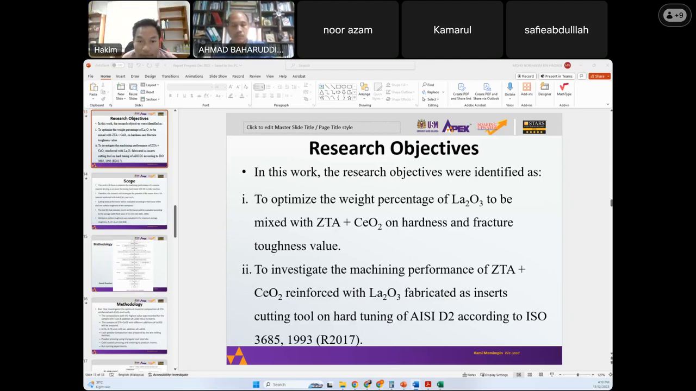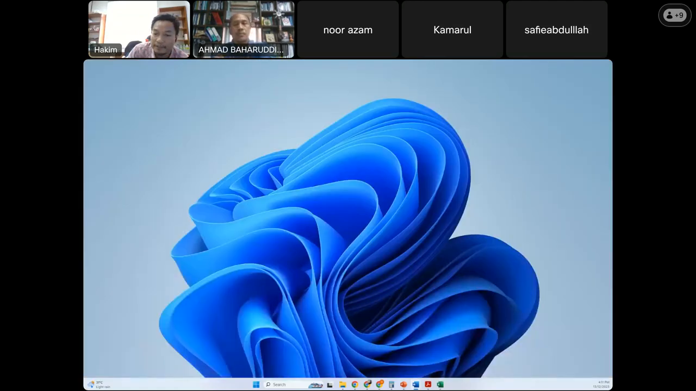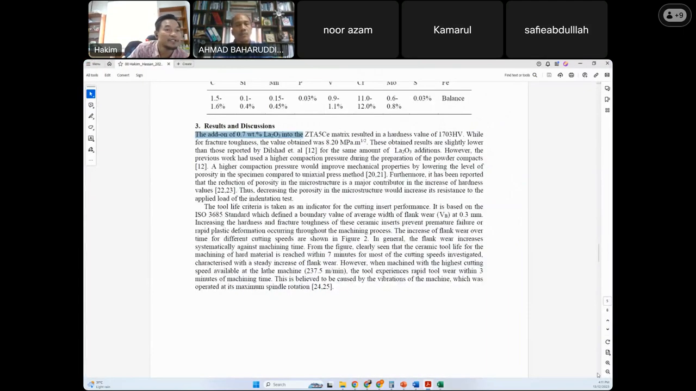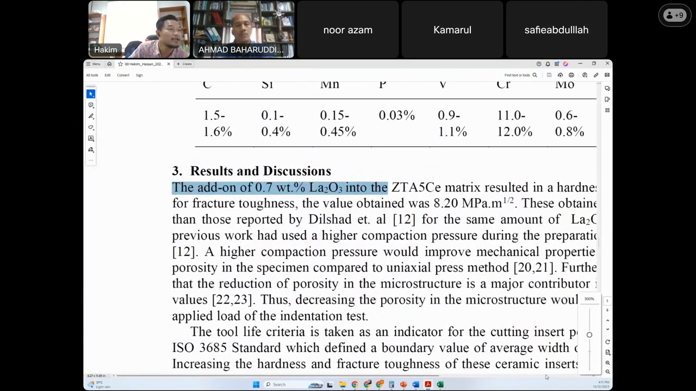How much do you improve on machining? So basically you got the optimal parameter, and then how much improvement compared to the existing, compared with the others?